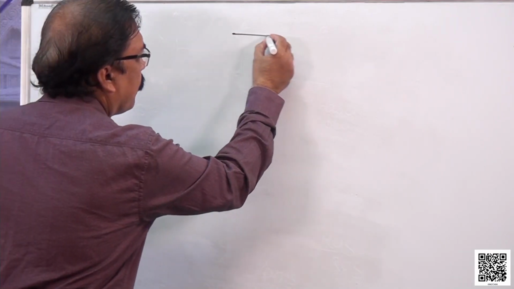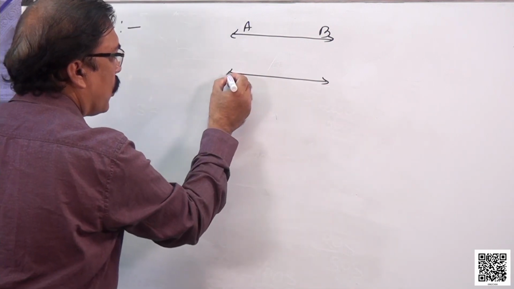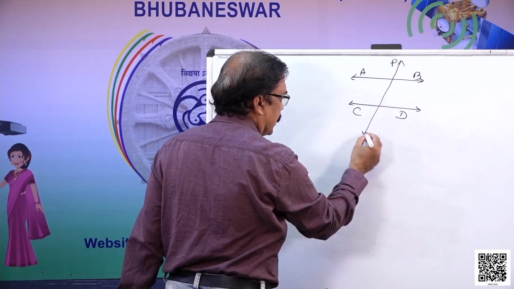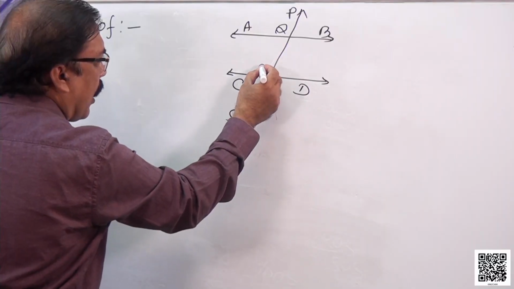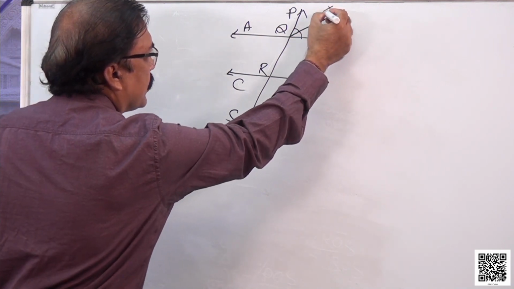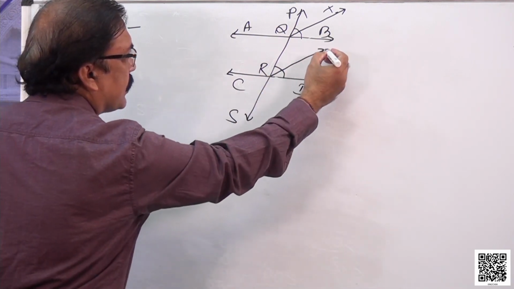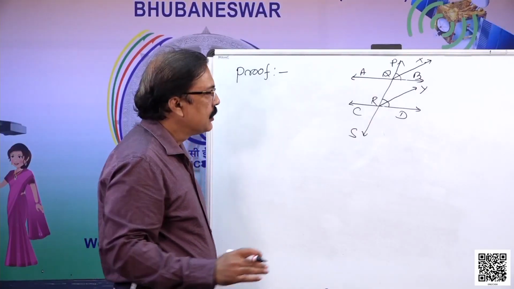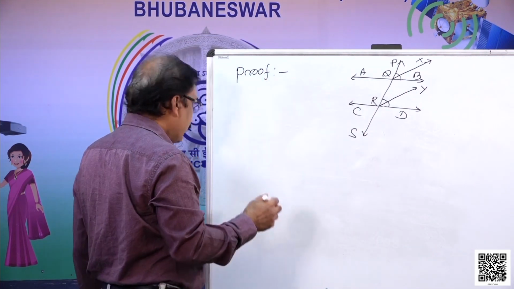Here, let's draw the figure. AB and CD are two lines and PS is the transversal that intersects them at Q and R. The bisector of angle PQB is QX and the bisector of angle QRD is RY. So it is also given that QX is parallel to RY.